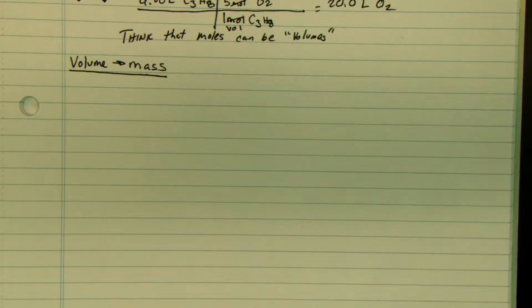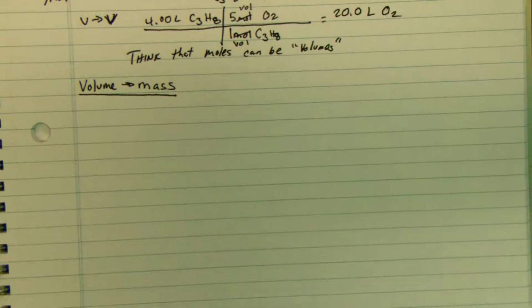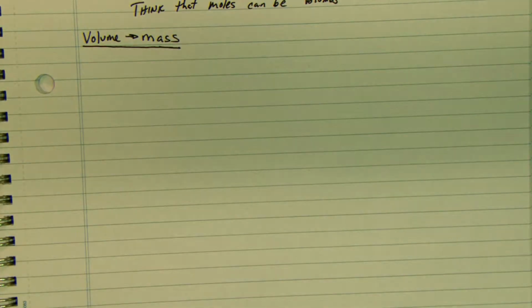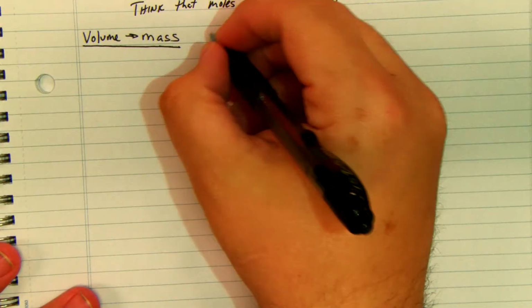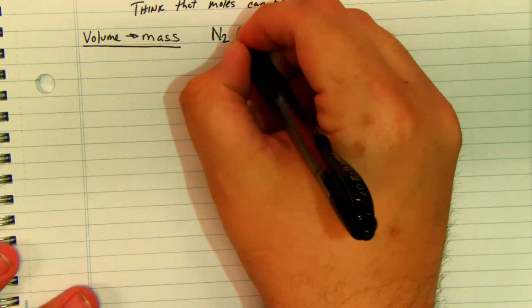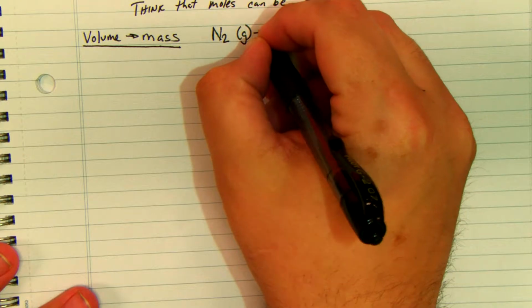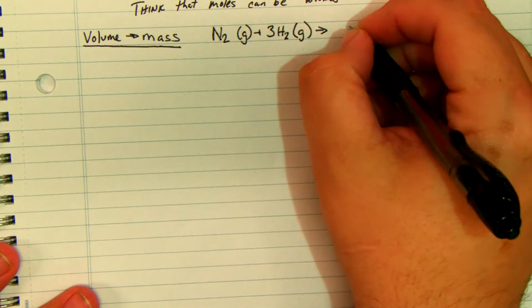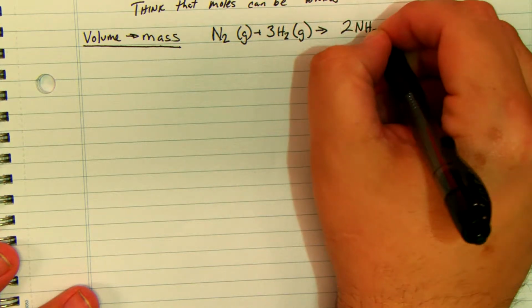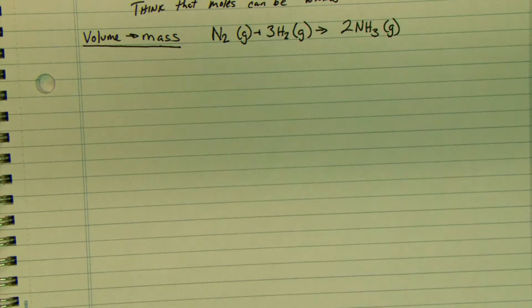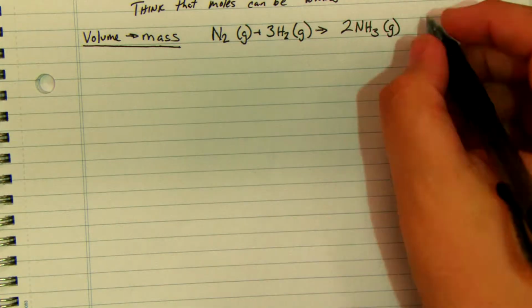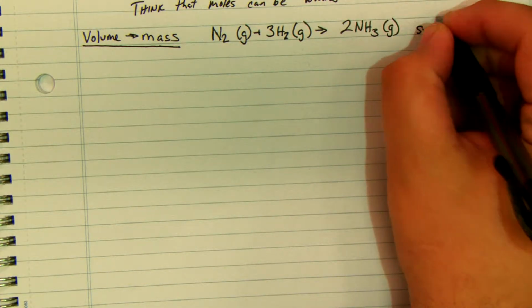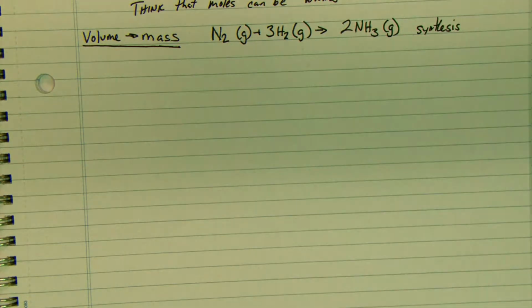So now we're working volumes to mass. So the equation that we're going to use for this is N2, so we got nitrogen gas, plus 3 hydrogen gases gives us 2 ammonias that are in a gas. Now, what type of reaction is this? Synthesis. Alright, so we got our synthesis.